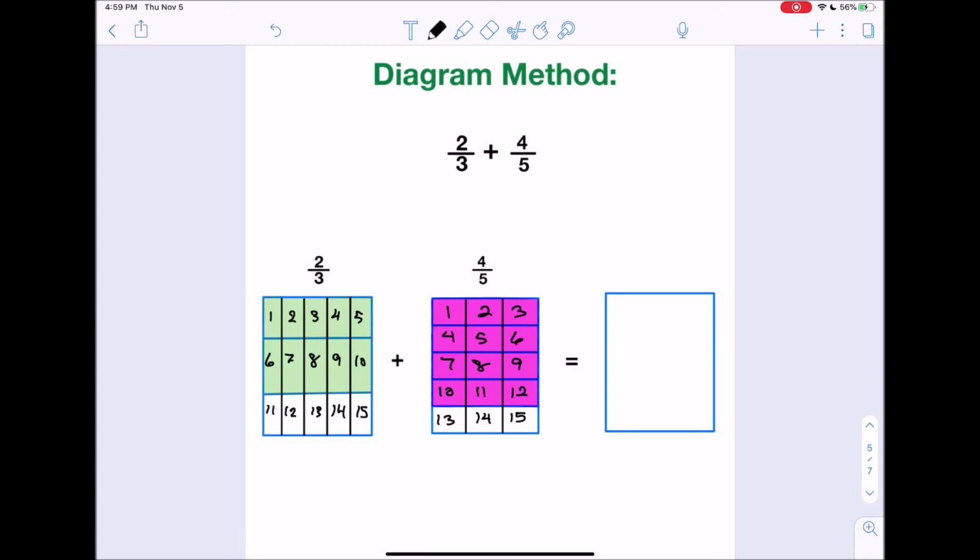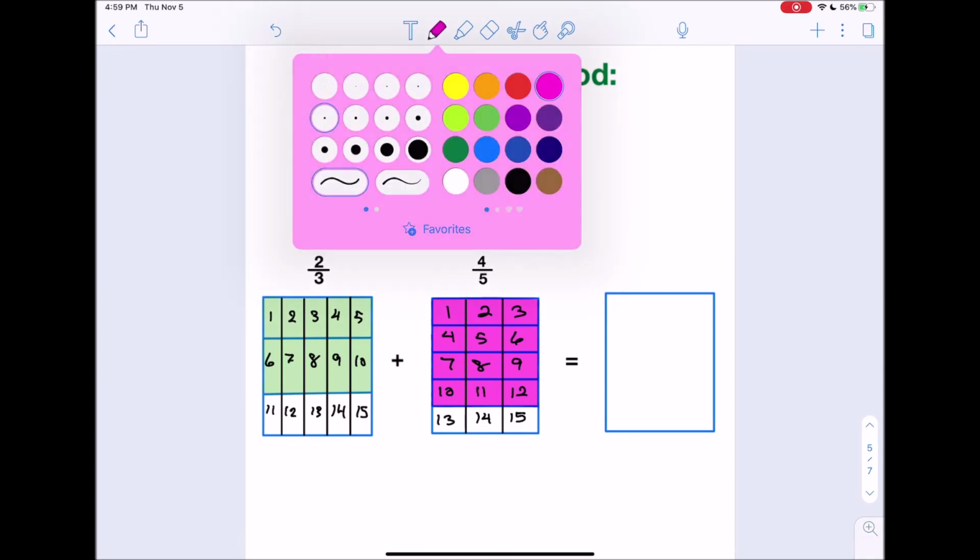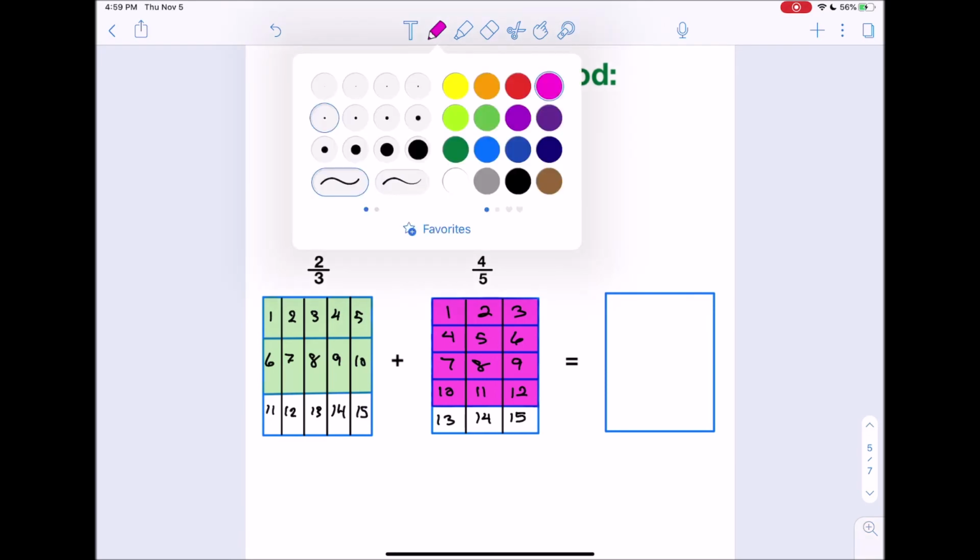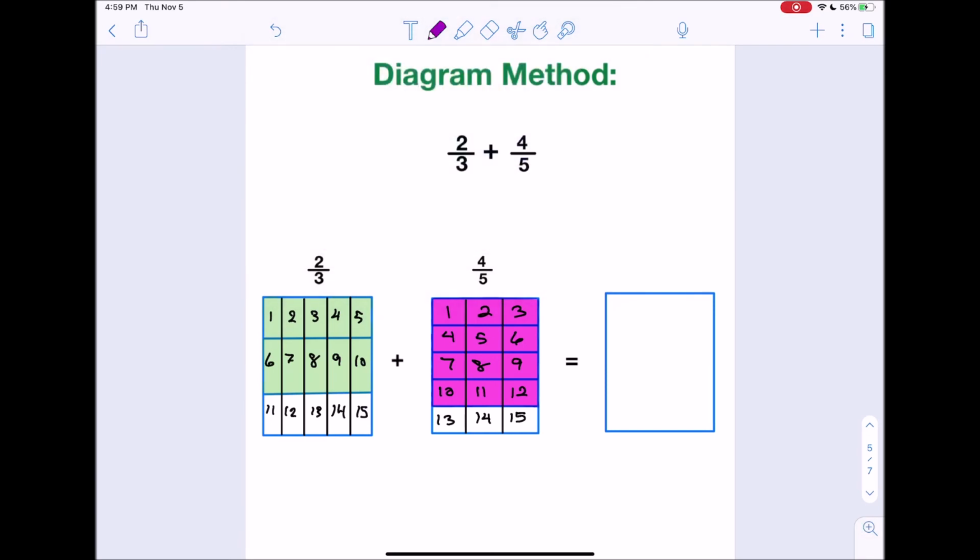So the left-hand side now is no longer 2/3. It is now equal to 10 out of 15. And the one on the right is no longer 4/5. It is now 12 out of 15. So we can go ahead and add these together. And 12 plus 10 is 22 out of 15, which would equal 1 7/15. We could also draw that out.